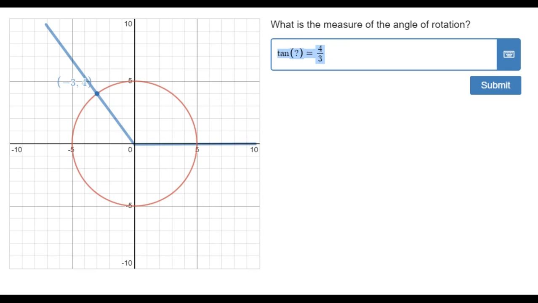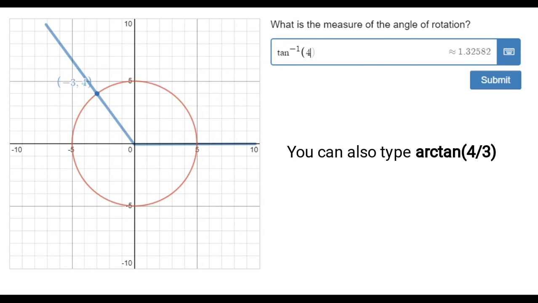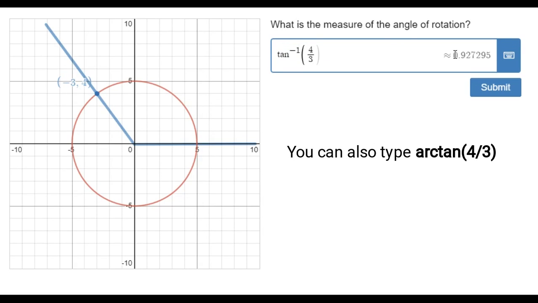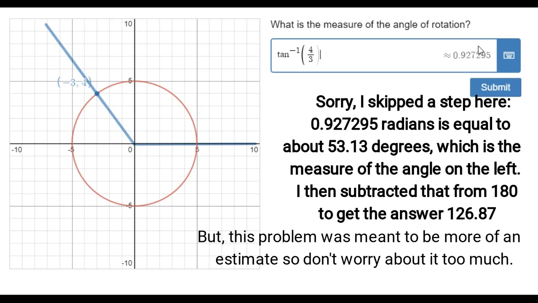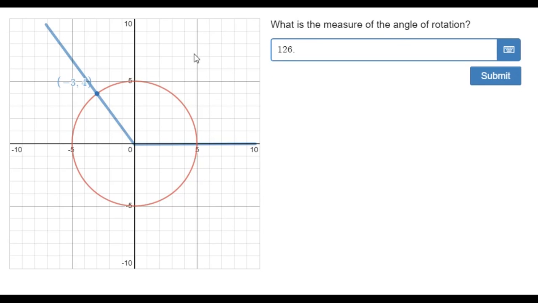We would type in tangent inverse of 4/3 and it would tell us that that's about 0.927. That's in radians, which we're going to talk about in a few lessons. That equals 126.86 degrees approximately. So I'm just going to put 126.8. Now this question is definitely not meant to be that accurate. You can kind of eyeball it and see about what it is. But it does help to be a little bit close. So 126.8 is going to work for us.